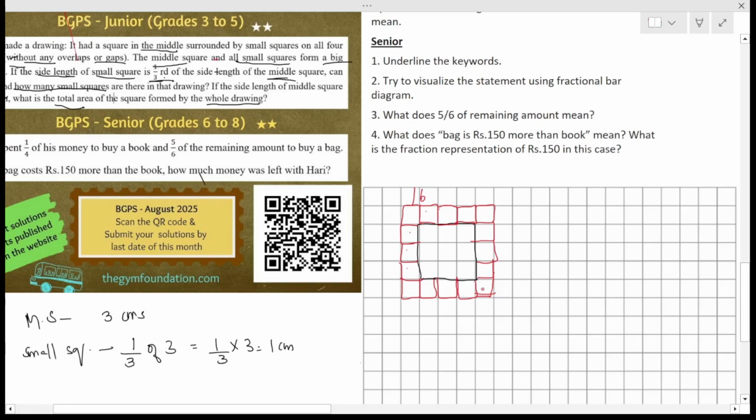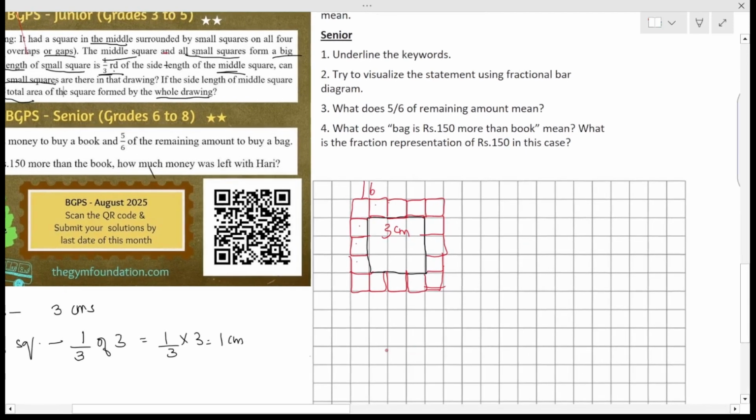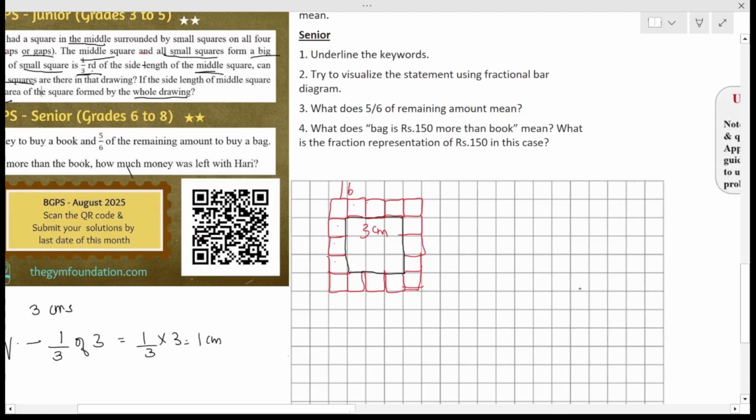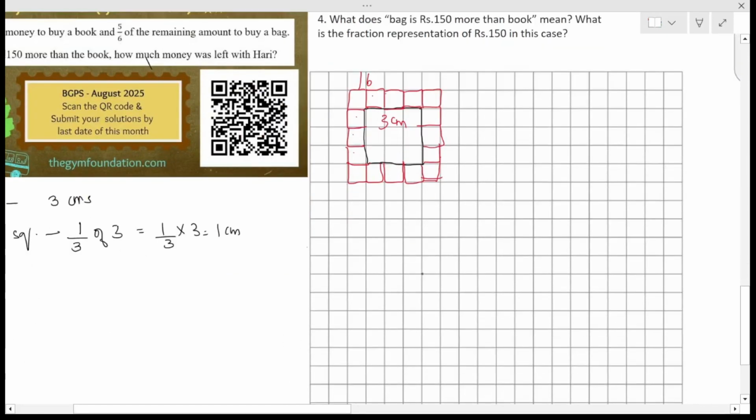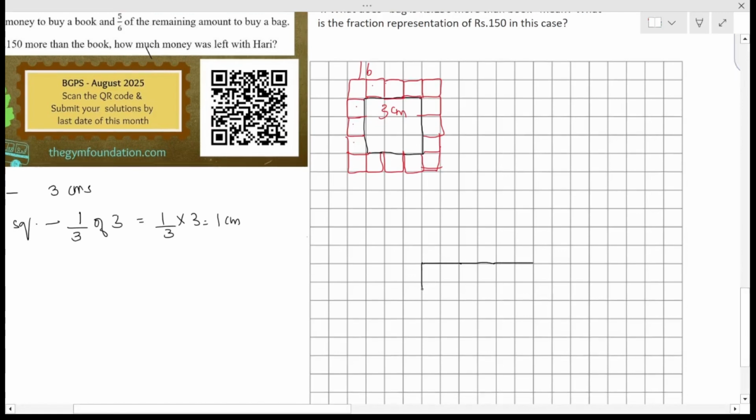Okay, now let's plan. So what is the plan? I know how to draw and find the number of squares, but the question is, instead of having 3 centimeters as the middle square length, I should have 6 centimeters as the middle square's length. So let me draw the middle square again, maybe here at the bottom. It's about 6 centimeters, right? So 1, 2, 3, 4, and then 5, 6.